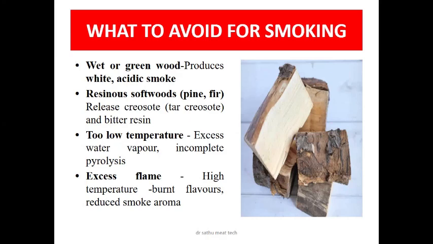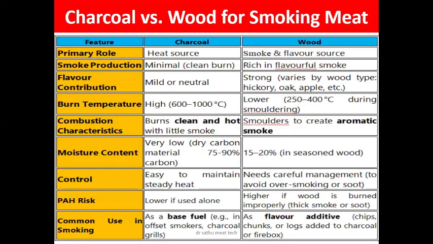Excess flame, or excess temperature, means high temperature, and it will burn off the flavor components, for example guaiacol. If the temperature is more than 400 degrees, it will burn off the flavor components and the flavor produced will not be proper. High flame also leads to the production of certain polycyclic aromatic hydrocarbons, which are harmful for humans.